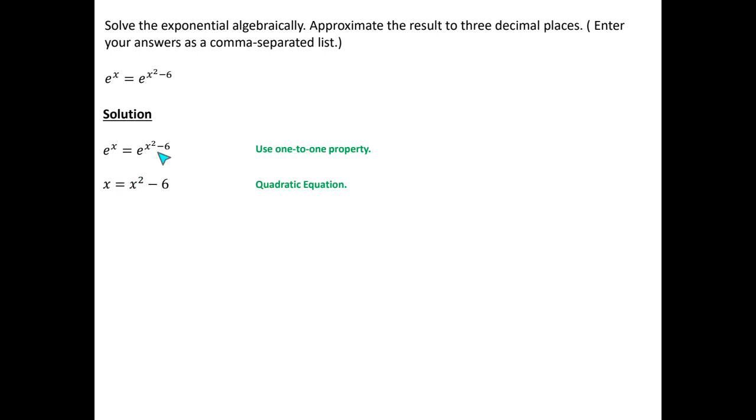Now what's left here is an equation that's quadratic. Well, in order to solve quadratic equations, everything has to be on the same side. So I'm going to go ahead and do that. So we can subtract x on both sides, and then we end up with x squared minus x minus 6.